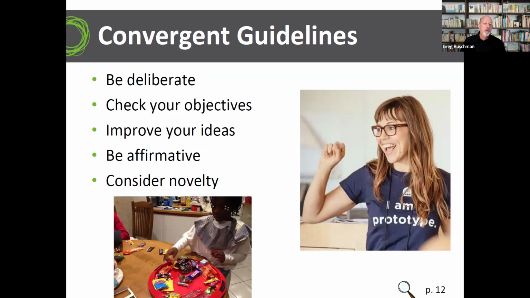This is where we took a look at the hamburger and we chose the components we wanted to put back together. Check the objectives. Is my objective to create the world's greatest hamburger? What is the goal that I'm looking for? Because then we can make sure we're in line with our project, improve on our ideas. We can be affirmative, and consider what's called novelty. And novelty is making something new or improving on something that's already existing.